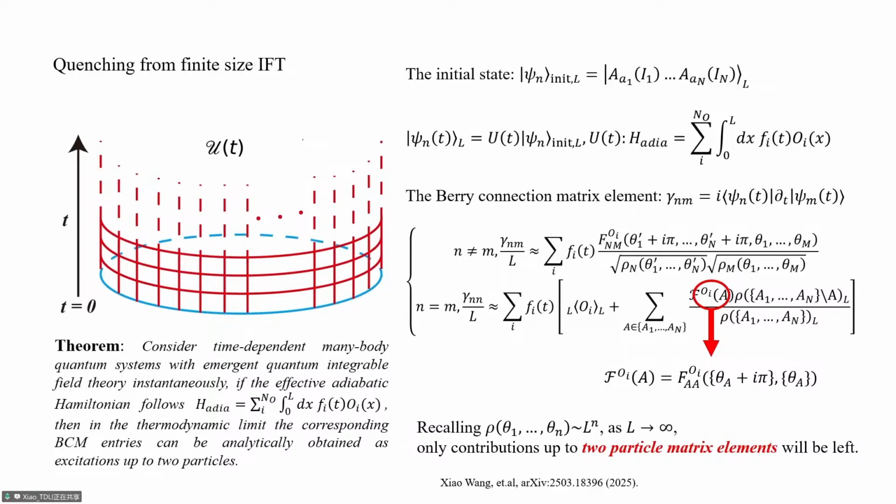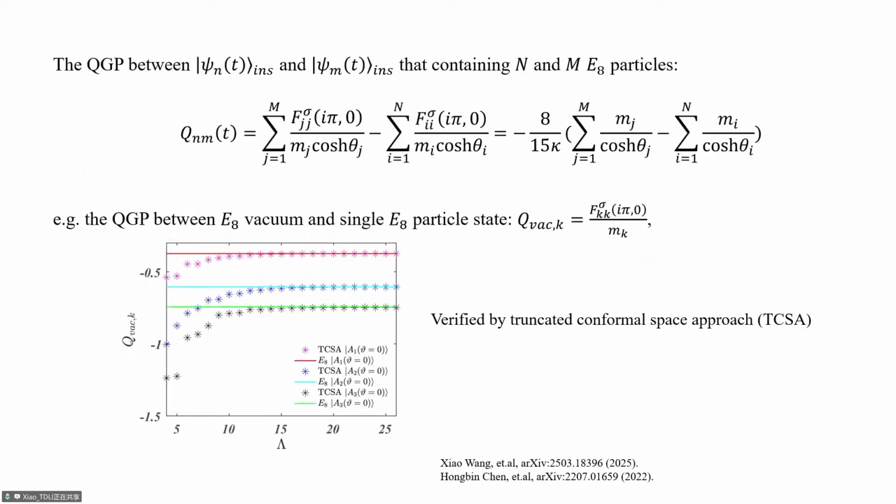Then in this setup, if the effective adiabatic Hamiltonian takes this form, which is given by the integration of the local density field, then the small-parameter limit of the corresponding Berry connection matrix element is proven in some lattice model. So you can consider the transverse field Ising, and if you calculate the Berry connection matrix element, you will find that this is also given by this. And based on this result, we can calculate the effective energy gap of the original model.